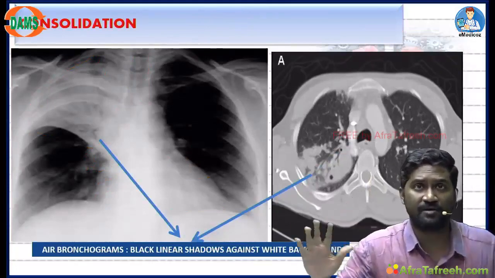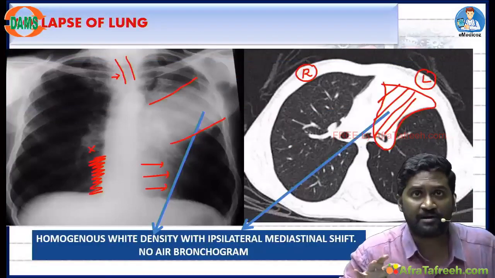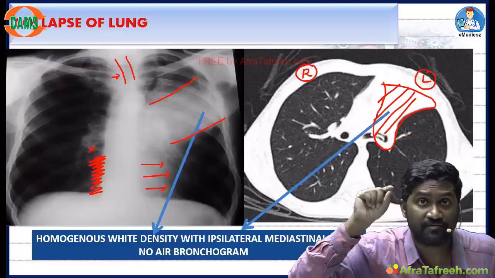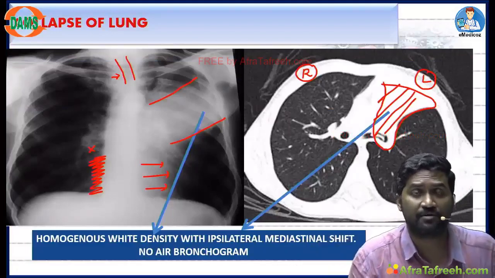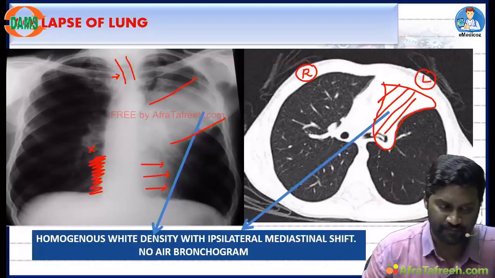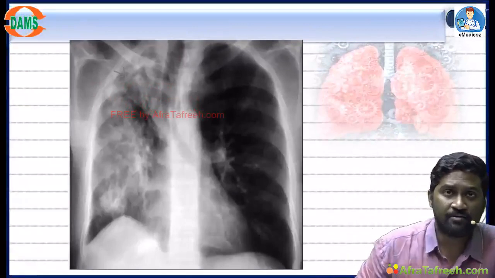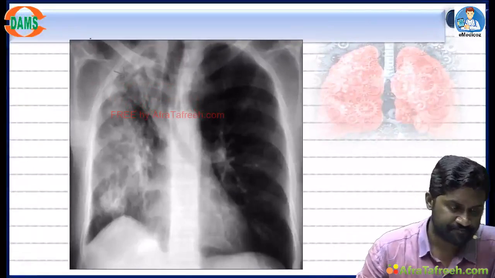That is consolidation, no mediastinal shift. Whereas this is completely white with mediastinal shift. Even if you look in that white, you cannot see those black lines called air bronchograms. So complete white with mediastinal shift, this is collapse of lung. Now with this background, can you tell me the diagnosis of this chest X-ray?